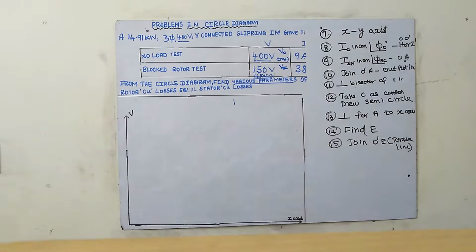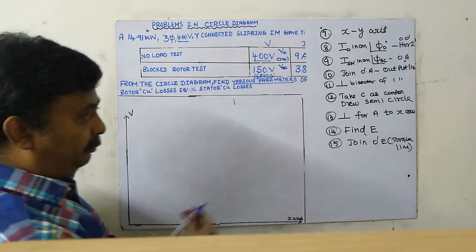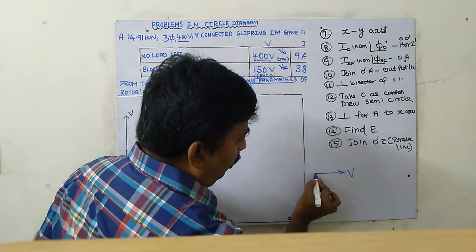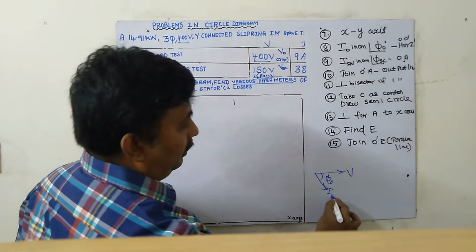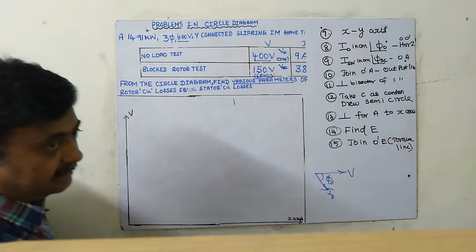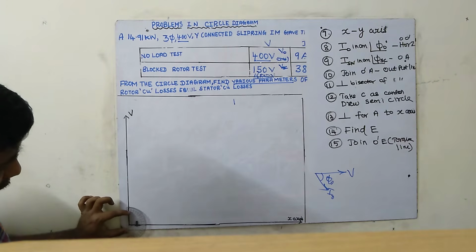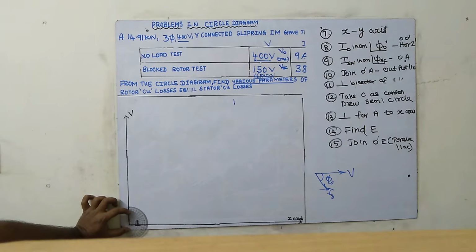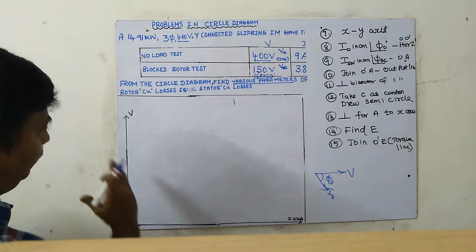How to draw it: the angle is measured from the voltage. All induction motors have lagging power factor. If I take voltage as the reference, the current lags by an angle. Voltage is on this axis, so the current lags in this direction, the right hand direction. We have to take the angle of 78 degree from here, not from the other side.